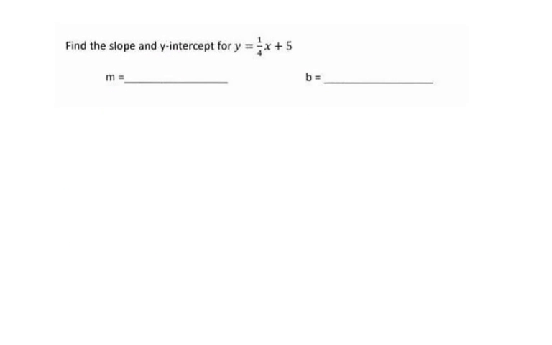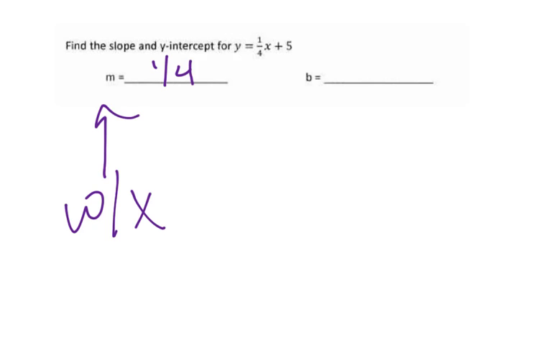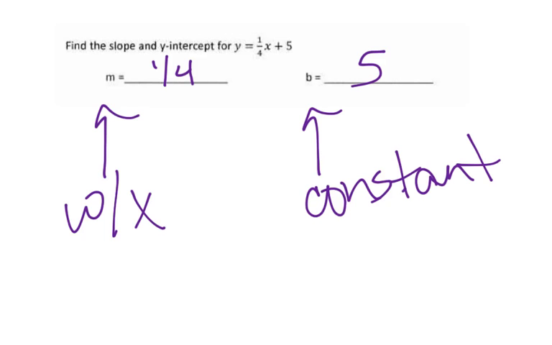So take a minute and look at the next one. Find the slope and y-intercept for y equal 1/4 x plus 5. Take a minute, write down what you think it is. Okay, remember we said that m is your slope. It's the number with x, so for this one, it's 1/4. b is your y-intercept. It's the constant or the number by itself. So on this one, it's 5. So as long as y is by itself already, it's pretty simple to find your slope and your y-intercept.